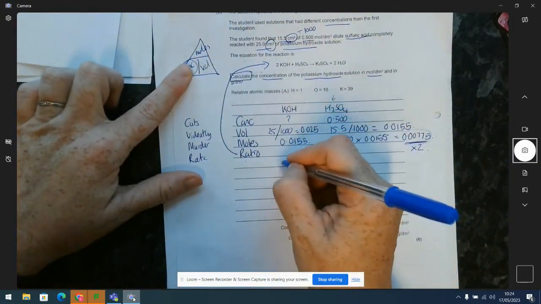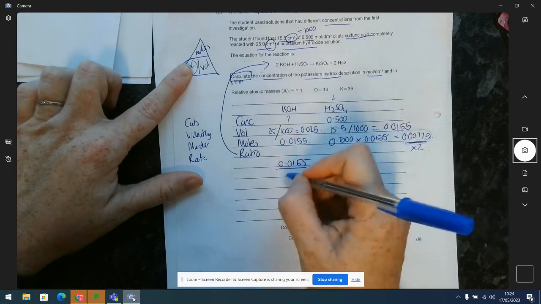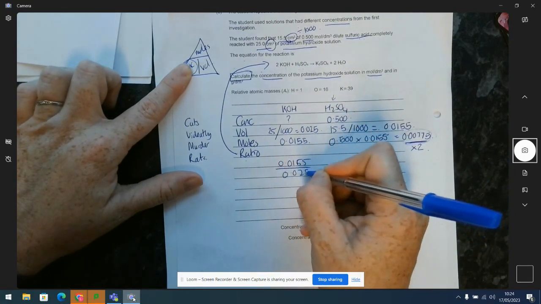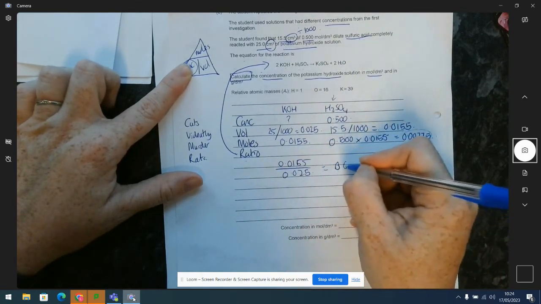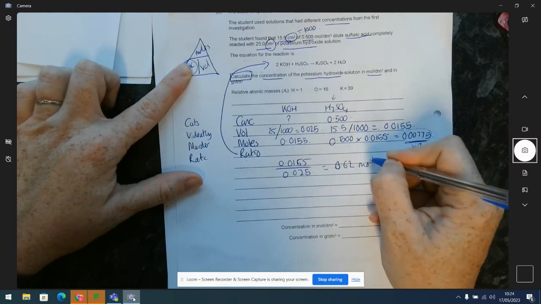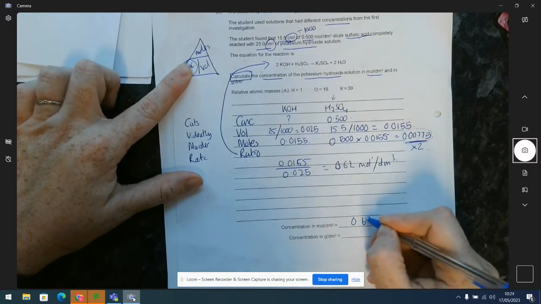So therefore I can calculate concentration. So to do that, I'm going to do 0.0155 divided by 0.025. And that's going to give me an answer of 0.62 moles per decimeters cubed. So there's my answer for the first part.